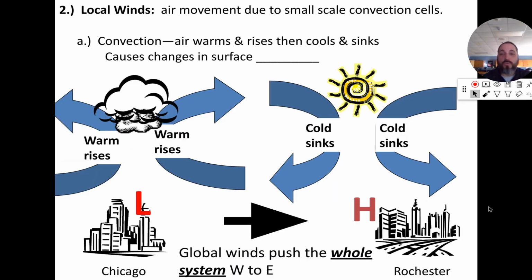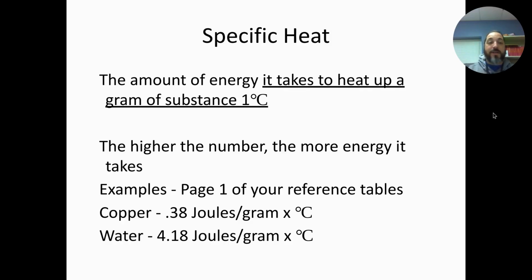So let's talk about local winds. So local winds are air movement due to small scale convection cells, right? They're not these huge planetary winds that we were talking about earlier. So convection, air is going to warm and rise and then cool and sink, causes changes in the air pressure at the surface. All right, so the next thing we got to do is figure out why are we getting these local winds? Why are we getting these big differences in pressure?